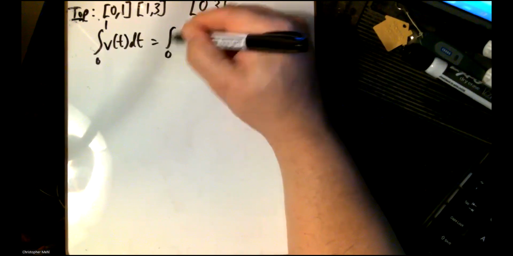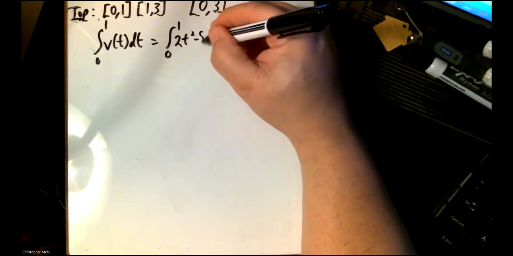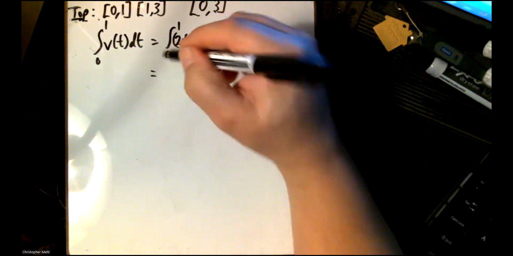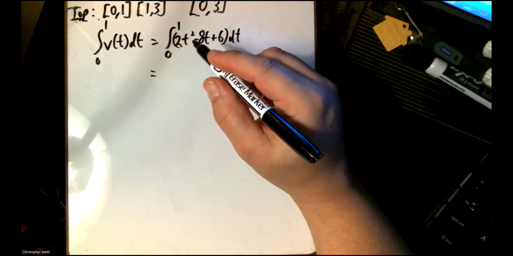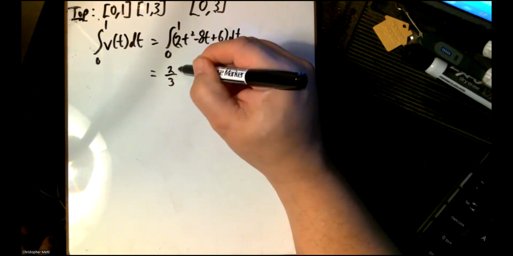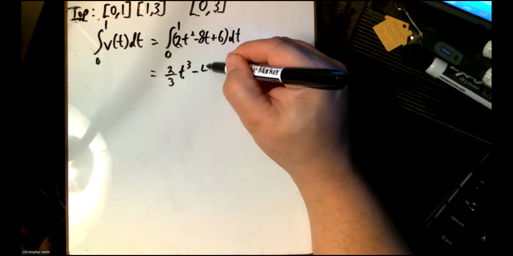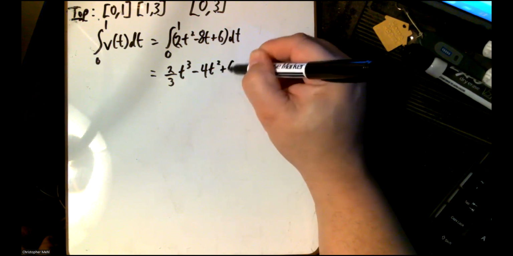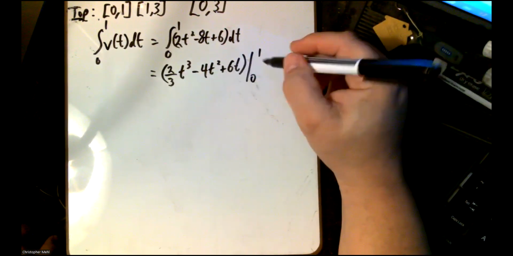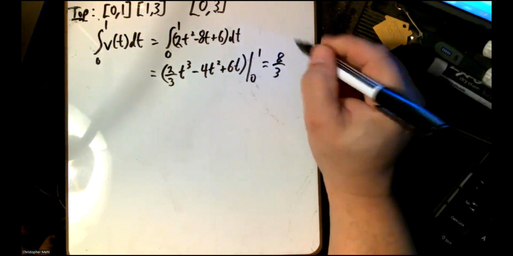So there, we're going to do the integral from 0 to 1 of 2t squared minus 8t plus 6. That works out to be 2/3 t cubed minus 8t squared over 2, that's 4t squared, plus 6t, evaluated from 0 to 1 for the first one. That's just going to work out to be 8/3.